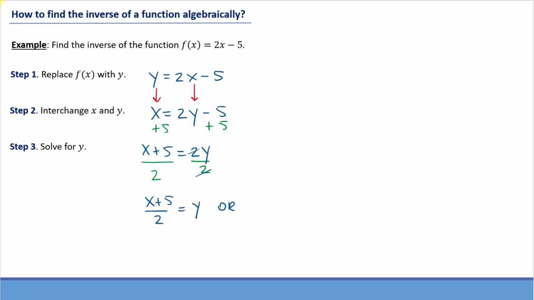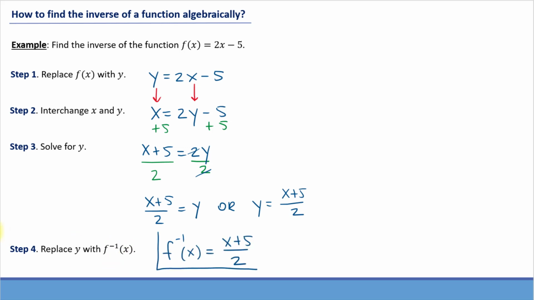Or I can switch sides and write y equals (x plus 5) over 2. And this is the inverse function. To emphasize that, let's go back to the function notation, and specifically we're going to use f inverse notation. In other words, in step 4, we're going to replace y with the f inverse notation. So that is the inverse of the given function.